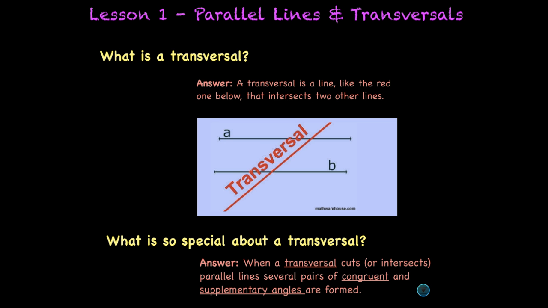Okay, so what is a transversal? A transversal is a line, like the red one below, that intersects lines. Typically, we draw a transversal through parallel lines, but it can also be drawn through lines that are not parallel as well. So what is so special about a transversal? Why do we care what a transversal is? Well, when a transversal cuts or intersects parallel lines, several pairs of congruent and supplementary angles are formed. And that can help us to identify and solve problems on angles on parallel lines.